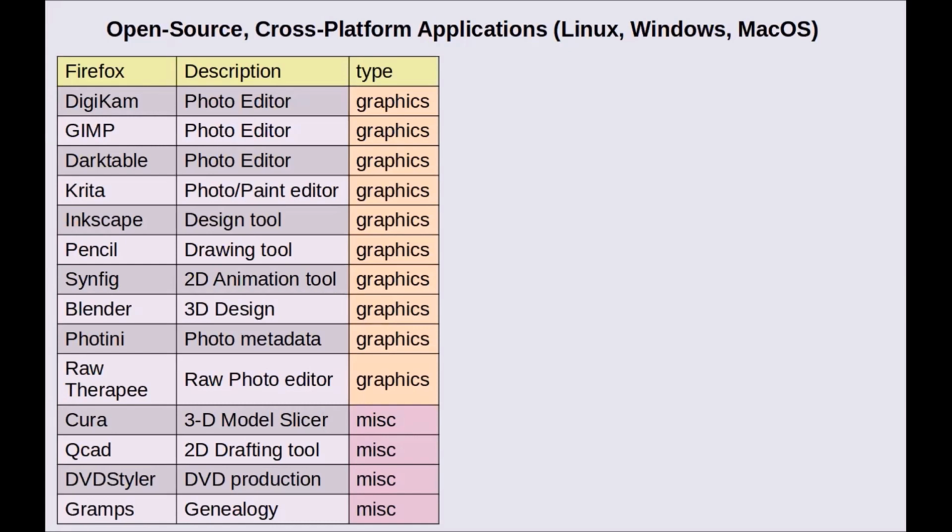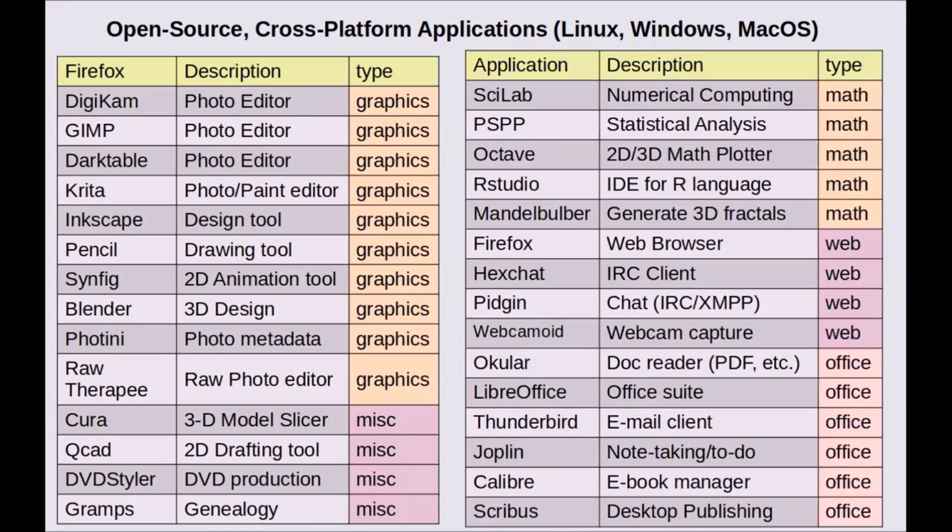And some more. If you're into printing, there's a 3D model slicer, there's drafting with QCAD. If you make DVDs, there's also genealogy in Gramps. And there's all types of math. If you're doing very sophisticated math, Scilab has a large variety of technical math tools. There's PSPP for statisticians, and Octave will allow you to plot the results.